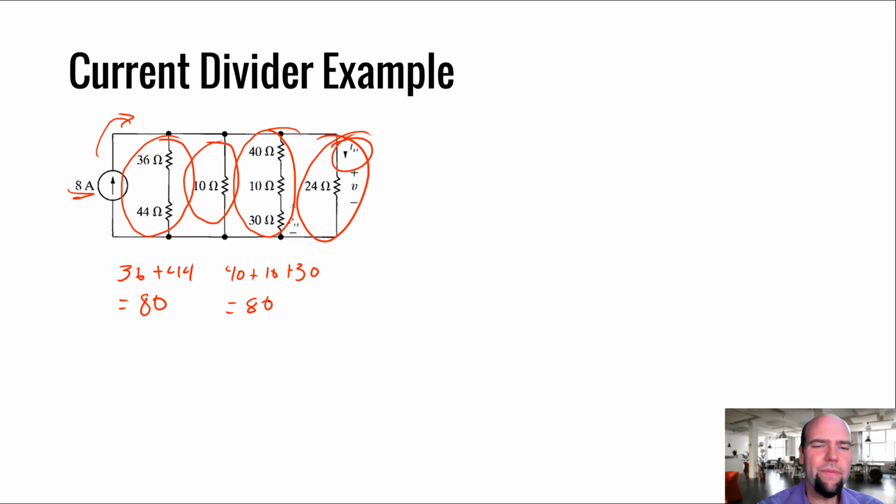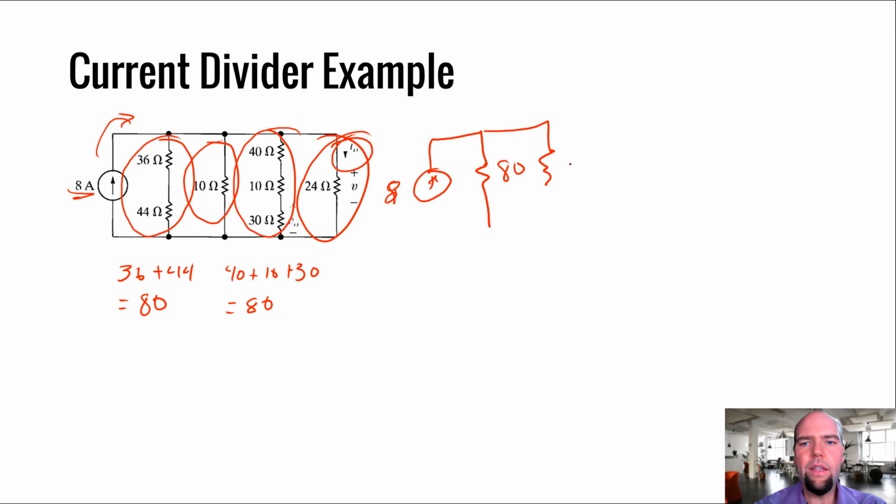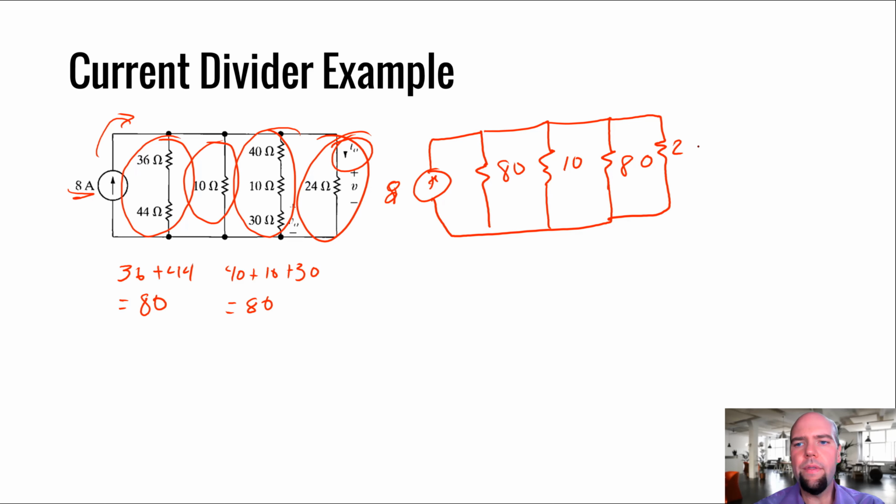Getting interesting here. So we can redraw this circuit as an 8 amp supply flowing into an 80, a 10, another 80, and then the 24. Okay. And we want to know what's that current there. So we're going to use current divider to find that.